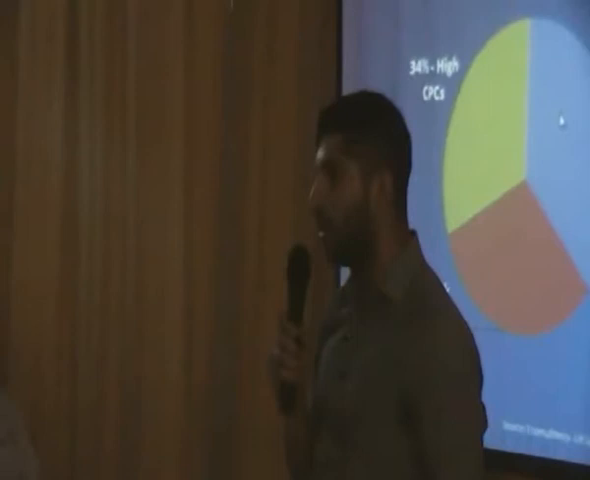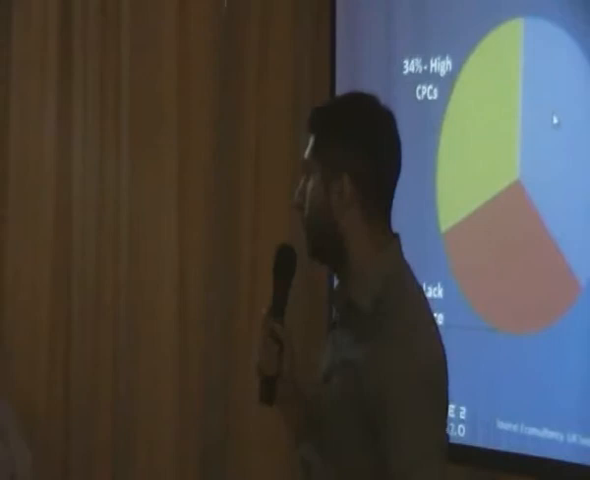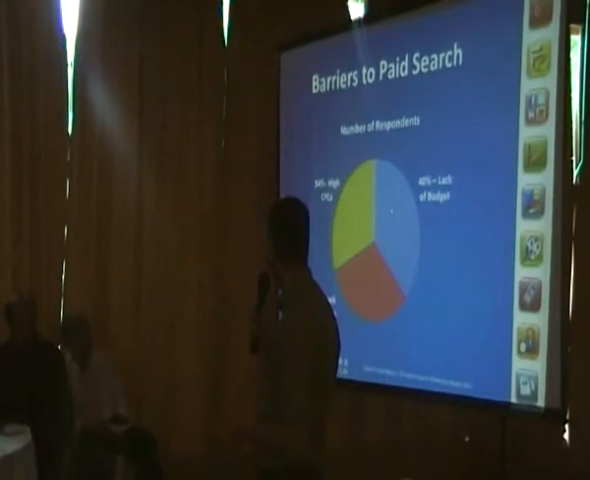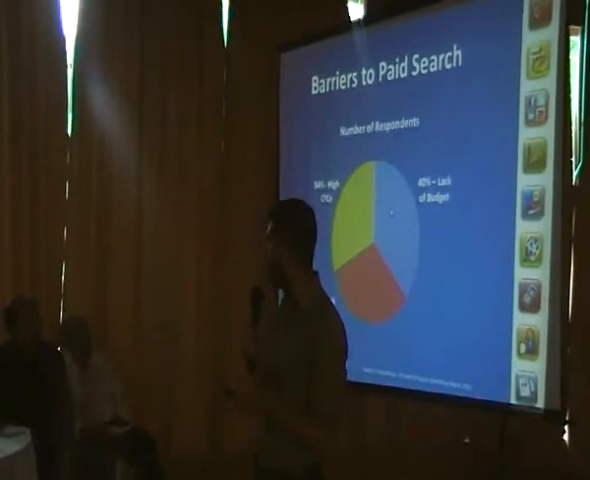So just some research from the UK market. These are just the barriers to paid search for some of the startups like yourself. So high CPCs, which a lot of you can probably relate to, accounts for about 33%. Lack of resource, lack of expertise to do it, around 35%. Lack of budget. Again, it's a common problem for startups in terms of starting SEM traffic.